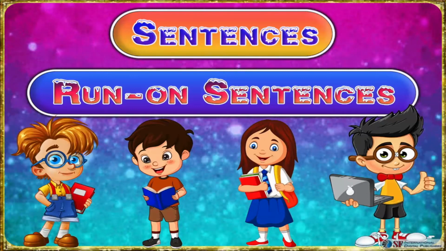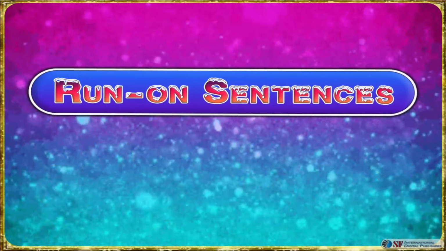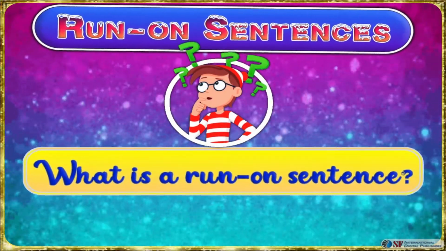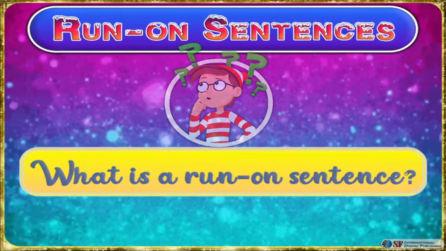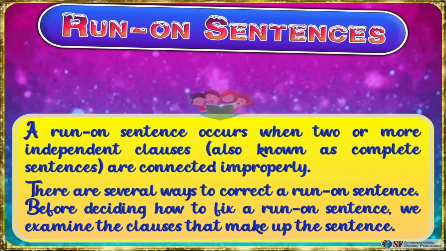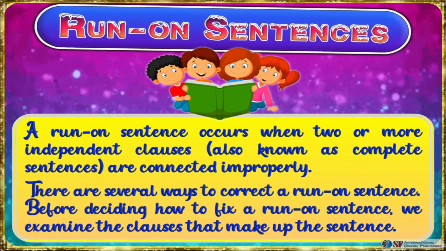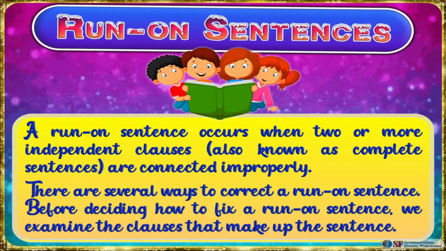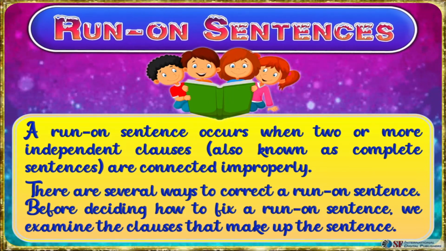In this lesson, we are going to learn about run-on sentences. What is a run-on sentence? A run-on sentence occurs when two or more independent clauses, also known as complete sentences, are connected improperly. There are several ways to correct a run-on sentence.